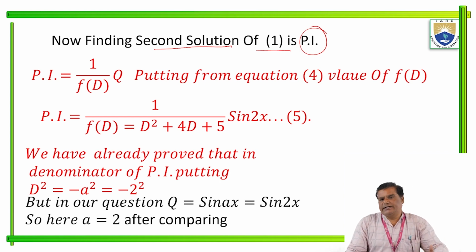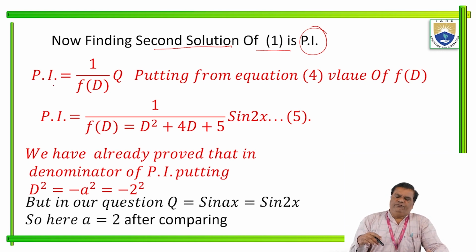How can we find the second part, PI, when Q is sin ax or cos ax? I am discussing here a special case when Q is a trigonometrical function, sin ax or cos ax, where a is a number: sin 2x, sin 3x, sin 4x, cos 2x, cos 3x. A is any number multiplied by x. So how can we find the particular integral? We discuss it in detail.